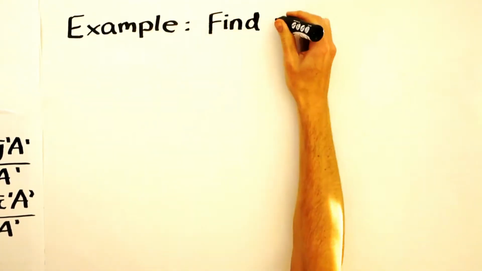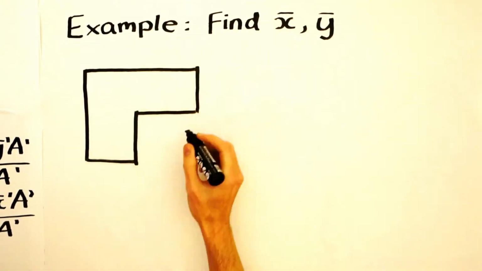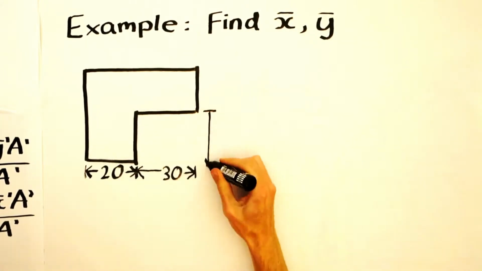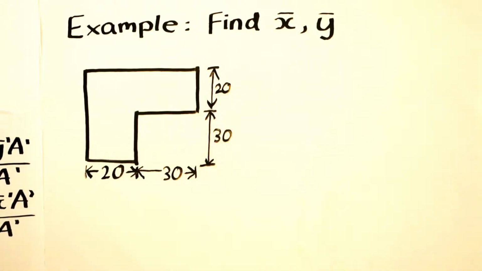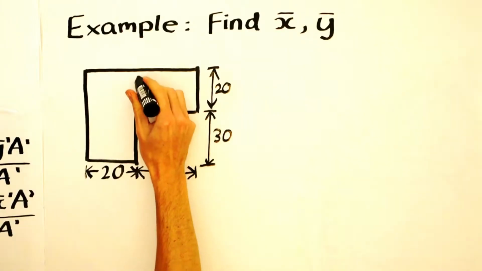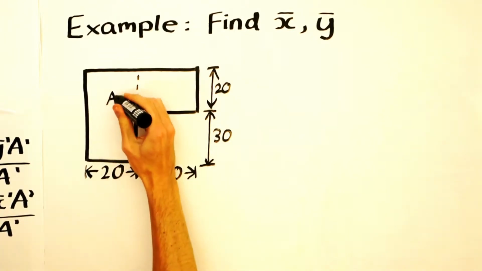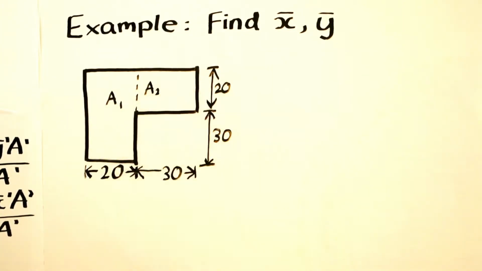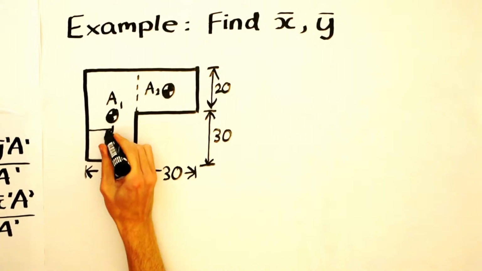Say we need to find the coordinates x bar and y bar of the centroid of this L shape. We'll start by breaking it into rectangles. Doesn't matter how we break it up, just whatever's easiest for us, so I'm going to break it up here. We'll call this rectangular area A1 and this one A2, and draw in each of their centroids.